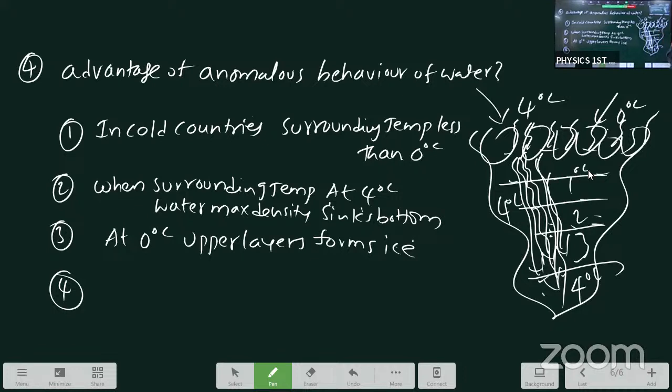So, point number 1, in cold countries the temperature is less than 0. When the surrounding temperature is 4, water becomes more dense, sinks down, and the remaining water rises up. At 0 degrees Celsius, the upper layer forms ice, and the bottom layer maintains the same temperature.